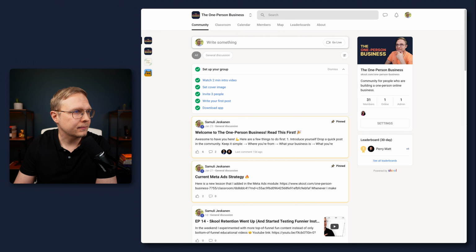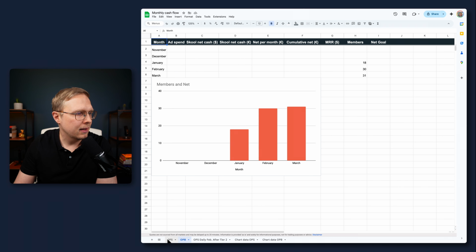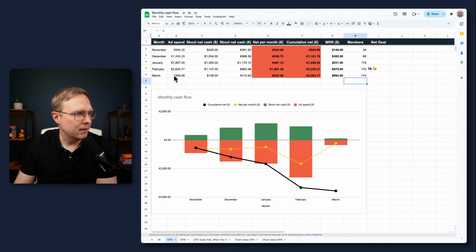And my other community is at 31 members. I don't know if there has been anything happening here. And currently here are the monthly numbers. So ad spend, I have used in Meta ads $349, and I have gotten back $138, so the month is negative $233. Current MRR hasn't changed, so that went now over the 1K mark, so that's awesome, and 174 members.